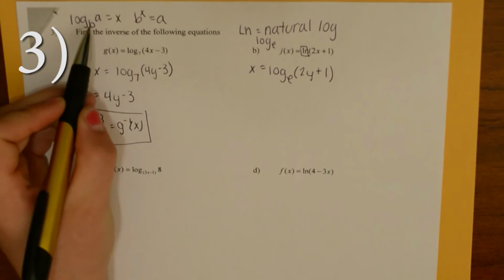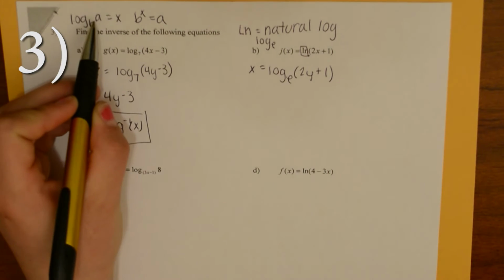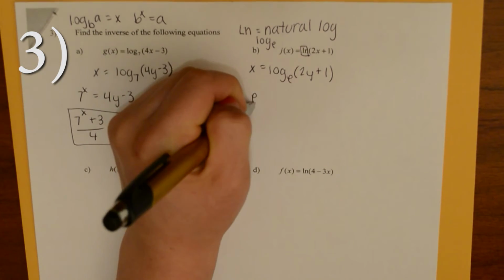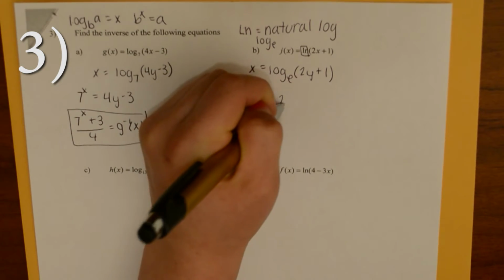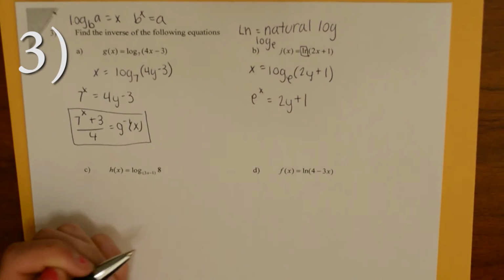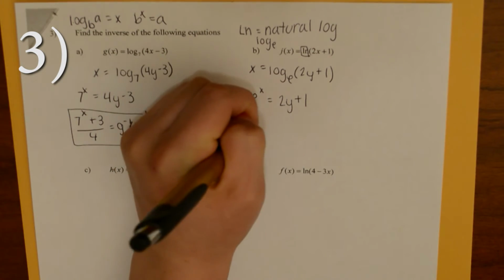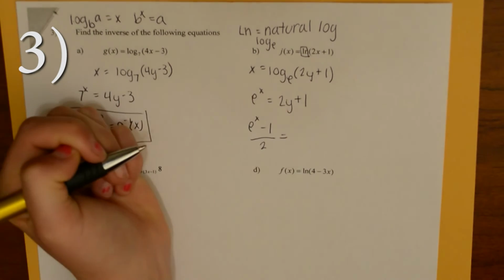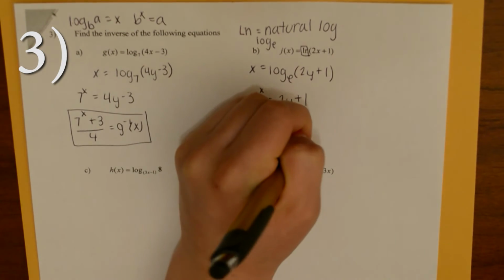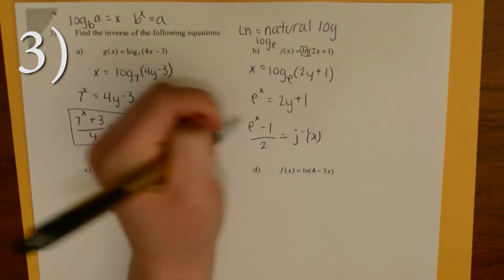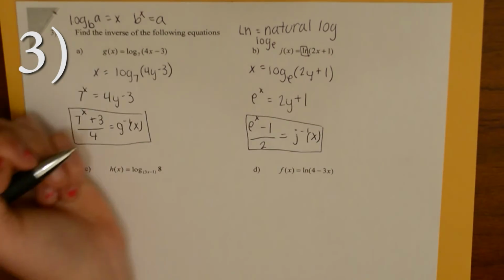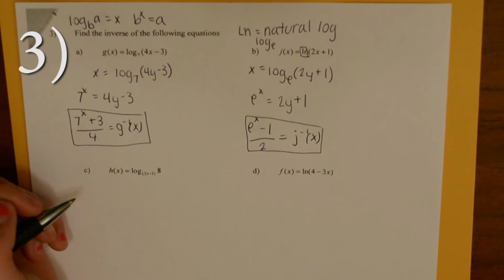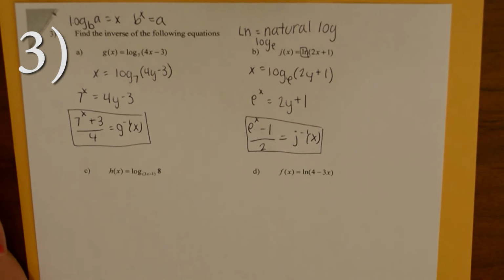Now you do what you did before with the log base b of a equals x and b to the x equals a, and you get e to the x equals 2y plus 1. Now we isolate y just like normal. E to the x minus 1 divided by 2 equals y, in the notation j to the negative 1 of x. So basically, the e is acting just like any other base would, as if it were a number. If you substituted a 2 for it, it would do the same exact thing.